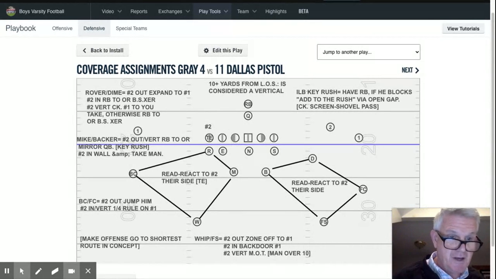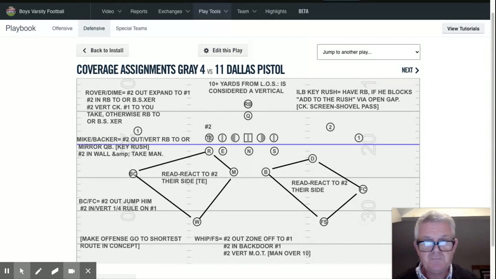It becomes man coverage, okay, man under. And as the safeties, he's vertical. We say it's MOT, man over 10, and they play with what we call zone vertical leverage. Again, all parts of many different lectures.